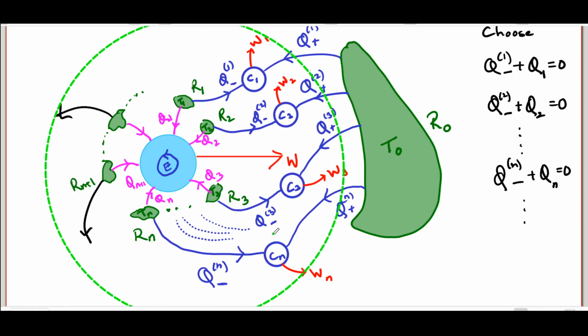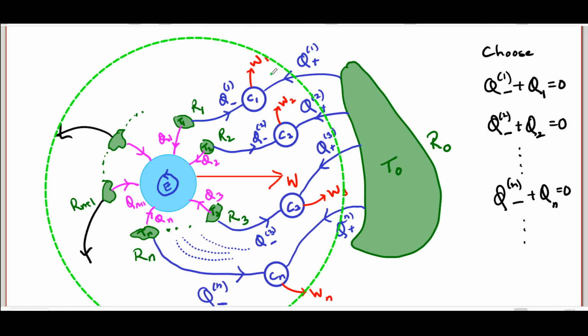But what is very important for us is that each one of these engines ultimately takes heat from one reservoir and one reservoir only. And that is the heat which is taken in by each of these Carnot engines from the reservoir R0. So basically, the net heat taken in by this engine from this single reservoir R0 is given by Q1 plus Q2 plus Q3 plus and so on, right up to Qn plus, for all the n's.